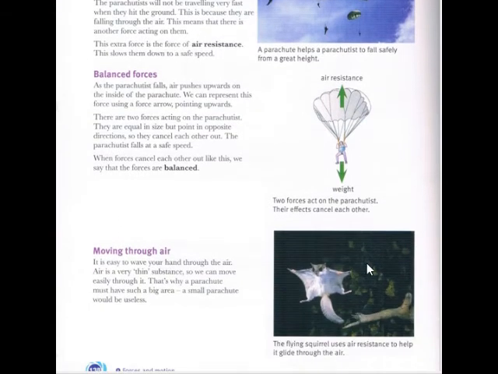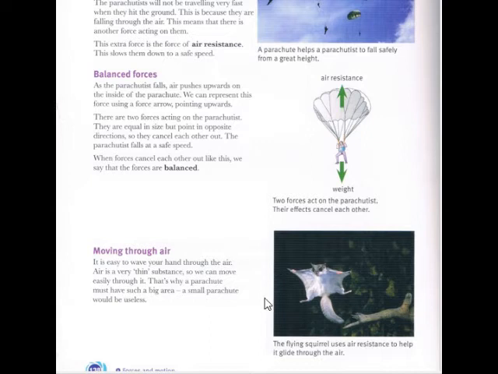Next, students, moving through air. It is easy to wave your hand through the air compared to another substance. Why? Because air is a very thin substance, so we can move easily through it. That's why a parachute must have such a big area. If the parachute has a small area, it will be useless, students, because the parachutist will go down so fast, and that will be dangerous.